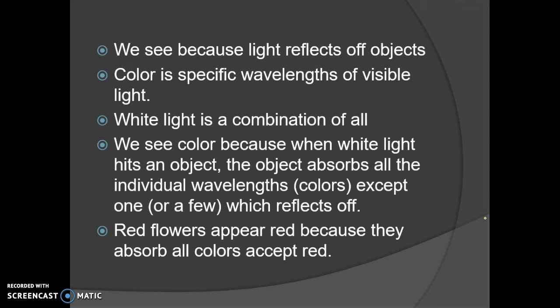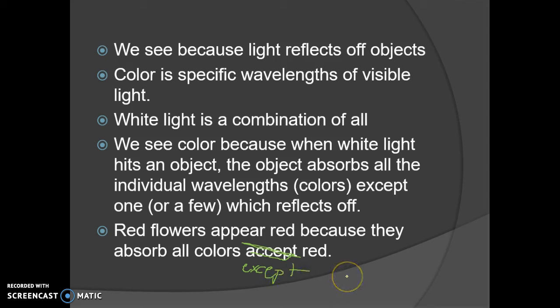And then we see color because when white light hits an object, the object's going to absorb some of the wavelengths, and then it's going to reflect some of them. Okay, everything absorbs wavelengths and everything reflects wavelengths to an extent. Okay, well, red flowers are going to appear red because they absorb all the colors, and then that should say accept, not absorb. Okay, accept red, which means that it gives off that red. It does not absorb it.